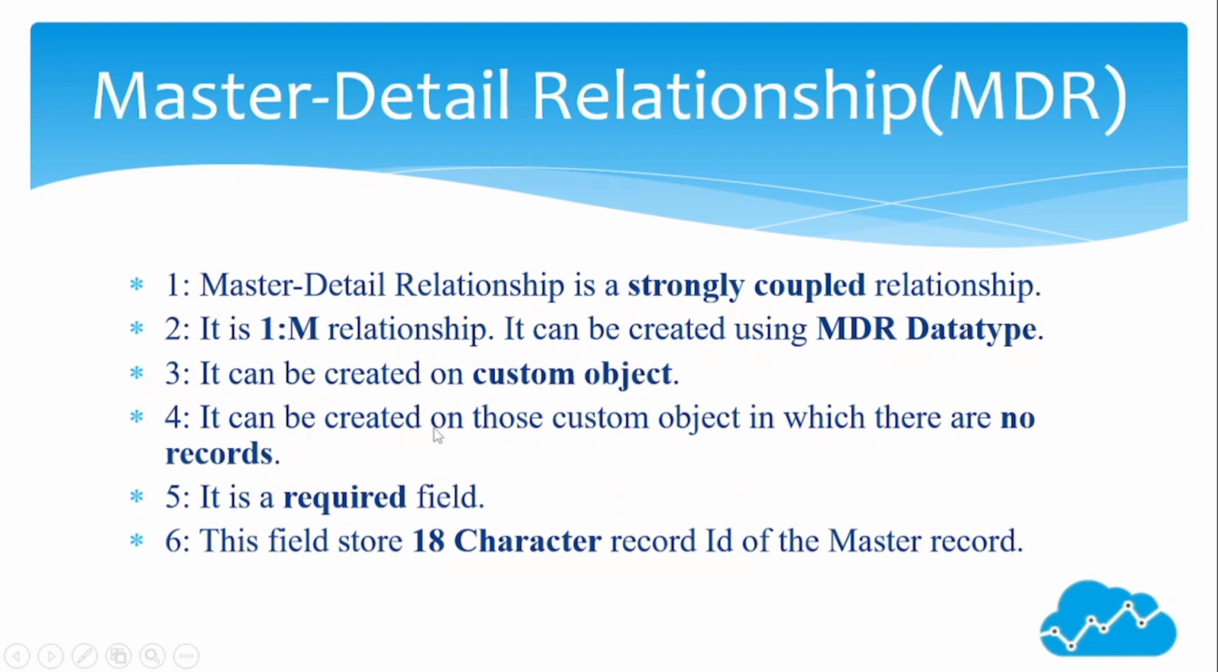It can be created on those custom objects in which there are no records. Means if the records are available on any custom object, we can't create master detail relationship. It is a required field. This field stores the 18 character record ID of the master record.